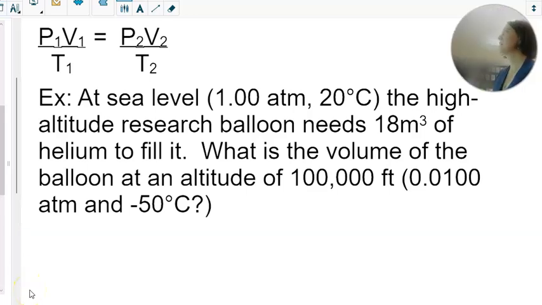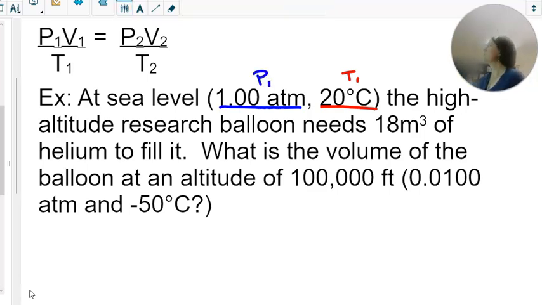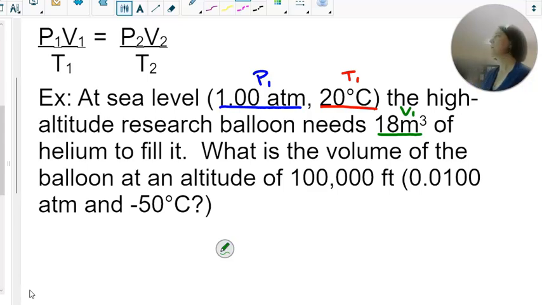Okay, let's tackle this. At sea level, so that's where we're starting. So it is the temperature, T1, and the pressure, 1 atm, P1. The high altitude research balloon needs 18 cubic meters, so that is my volume, V1, of helium to fill it.